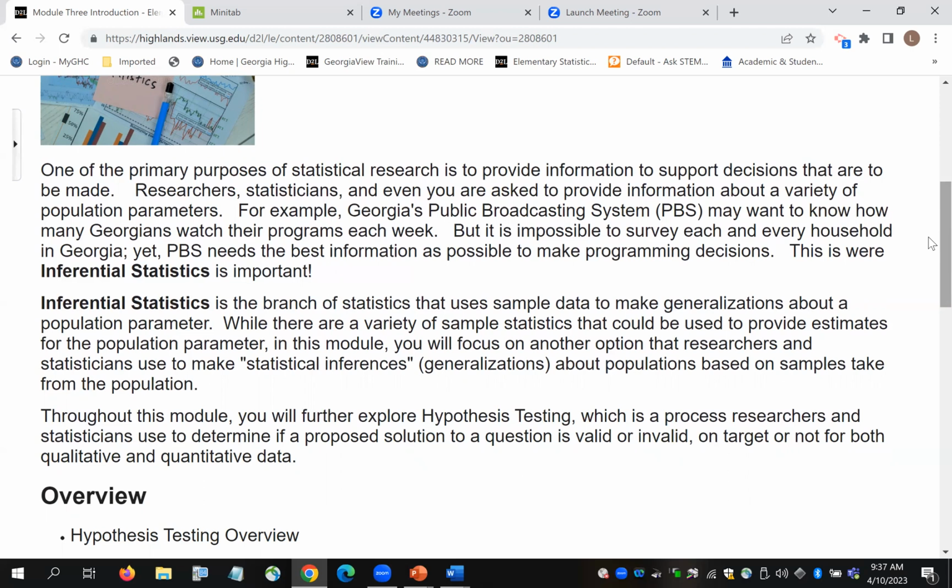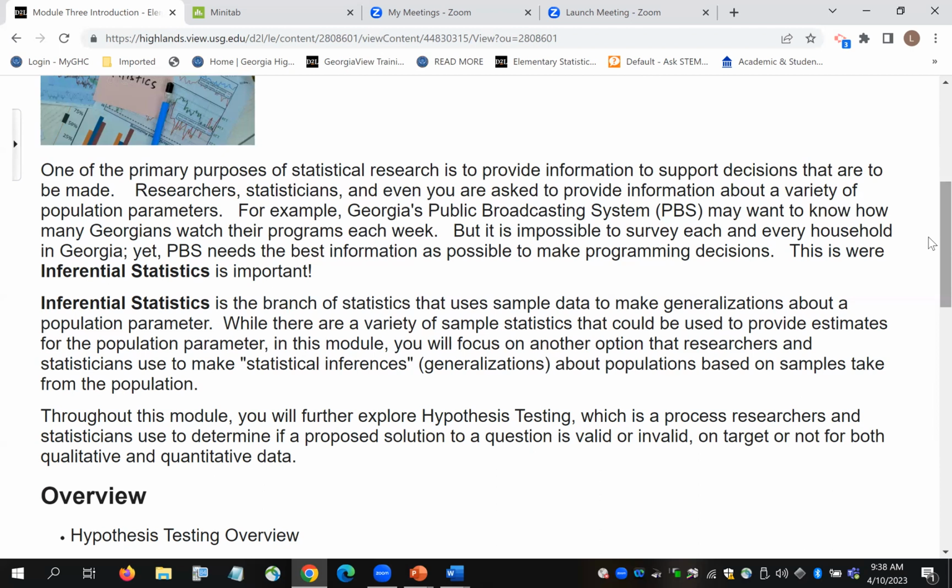And one of the big buzz phrases that you hear now, especially in the business world, or really in any kind of industry, is they want to make data-driven decisions. And so that's kind of the focus we're going to have, because statistics can help you make decisions, or at least support the decision that you make. And so researchers and statisticians are maybe asked to provide information about a variety of population parameters.